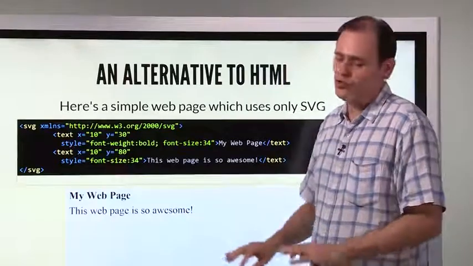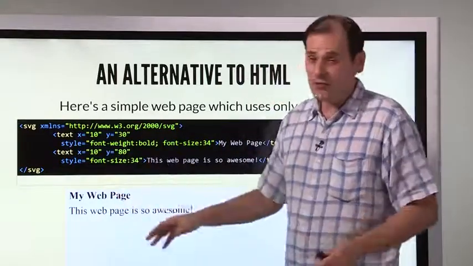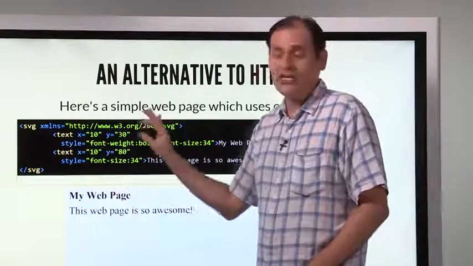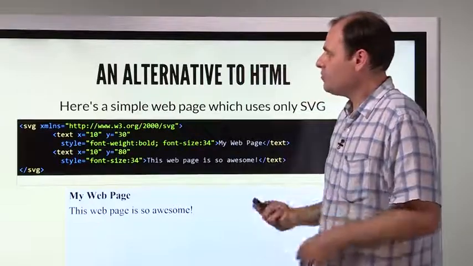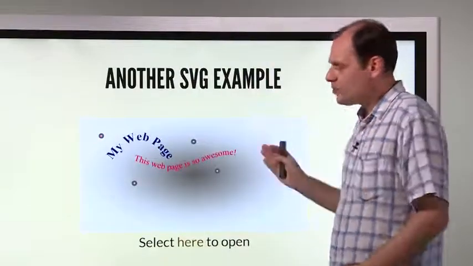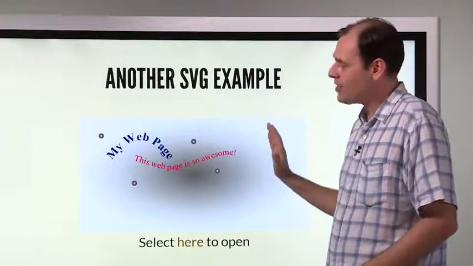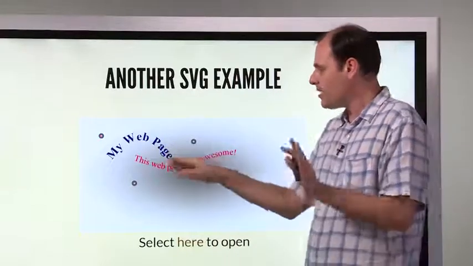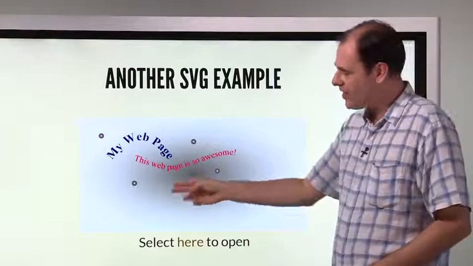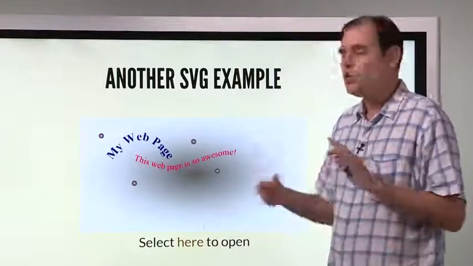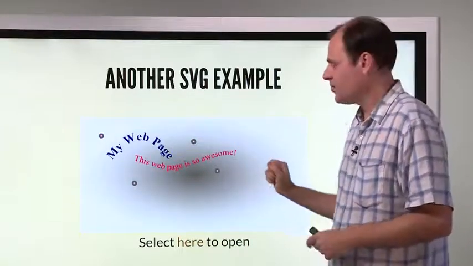So if you want to, you could write a complete web system, lots of web pages, you add JavaScript, all of that stuff, purely using SVG. Totally, you could do that. Now, here's another example in case you think that's too simple, a bit more complex. Again, we're still staying with SVG for this. My web page is so awesome. It's got a nice gradient in the background. It's got a few circles, whatever you want. That is a bit more complex SVG example.